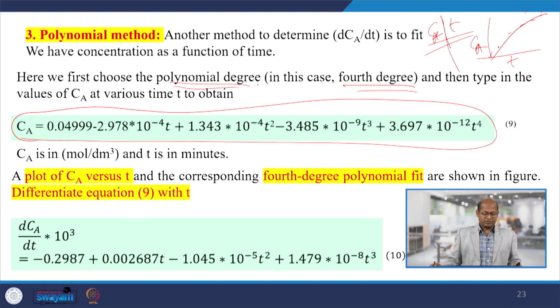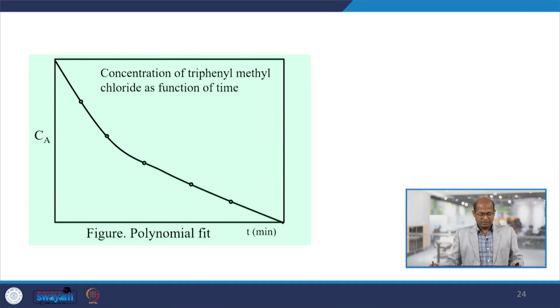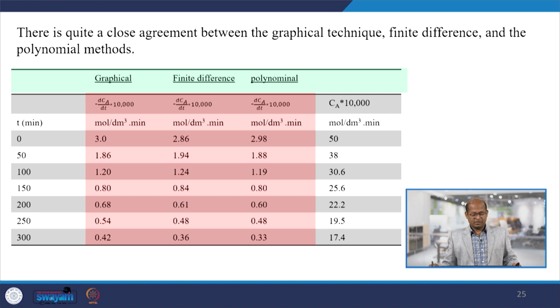So, these equations we get. Now, differentiating this we will get this. Okay, so by polynomial fits, now at different times we can get the rate.